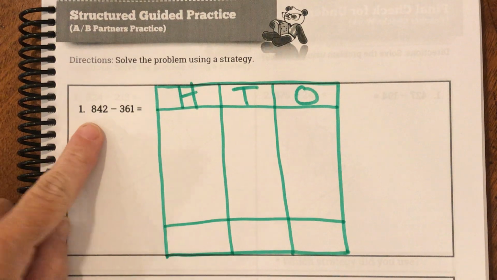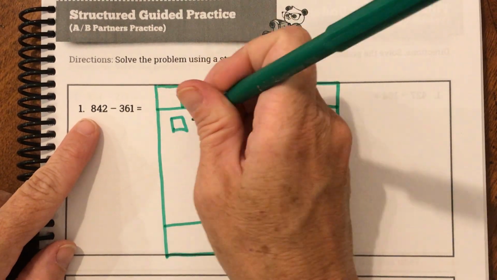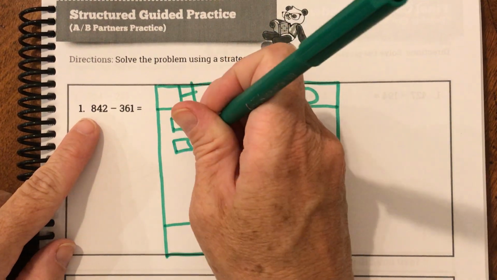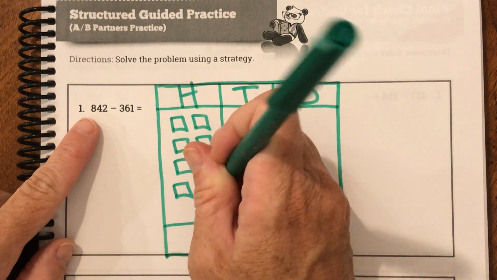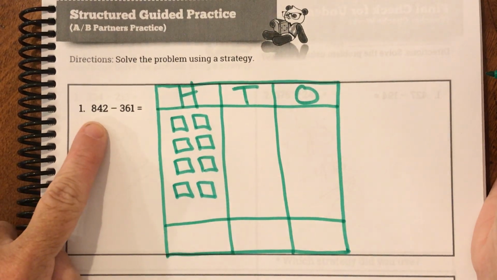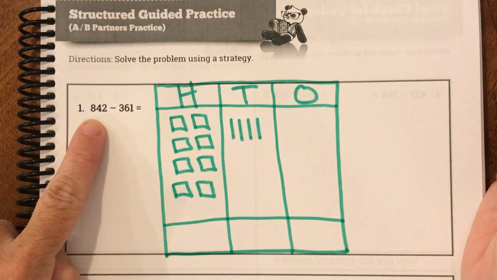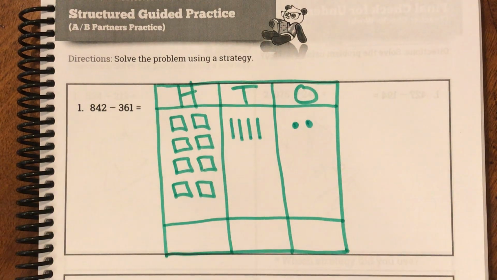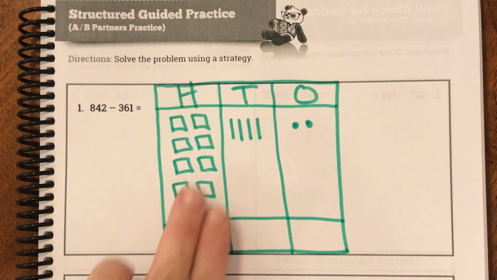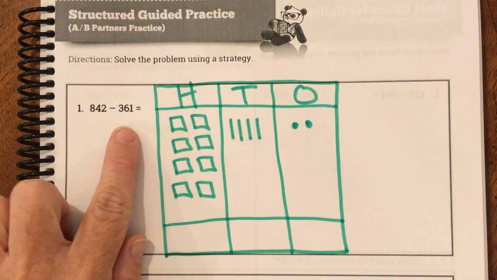So let's draw what I have. I have 8 hundreds. So hundreds are my hundreds mats. So let's draw 8 of them. Okay, I have 4 tens, which are my 10 rods. And I have 2 ones, which are my dots. So that's what we have. We have 842. Okay, now this one I don't draw my subtrahend, I just actually take it away.